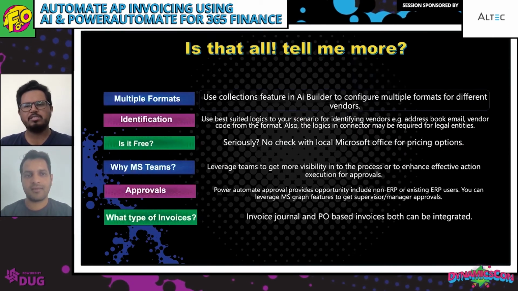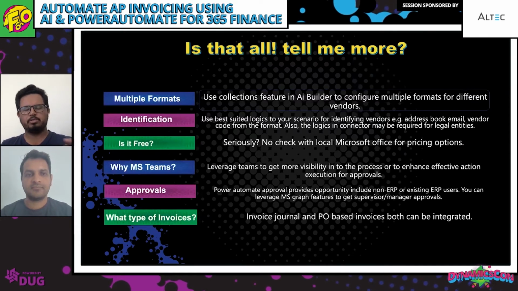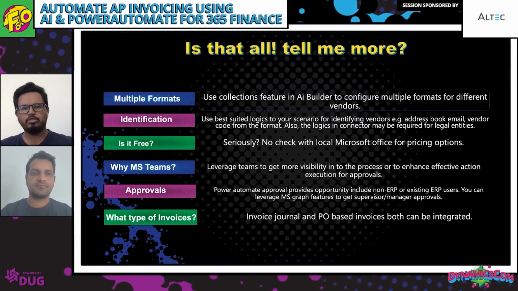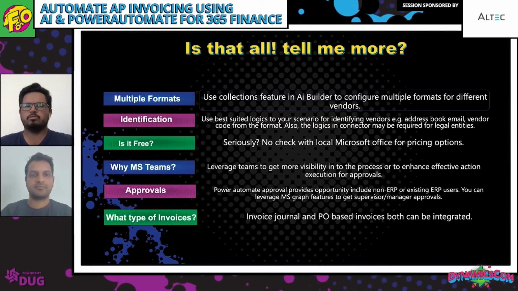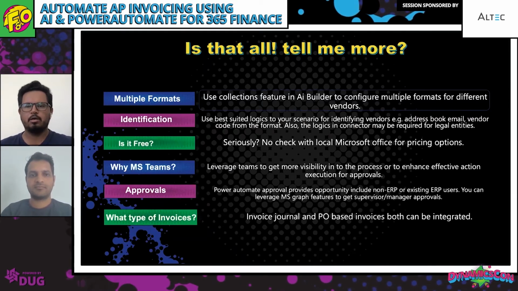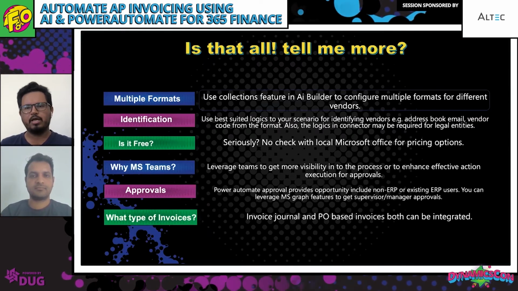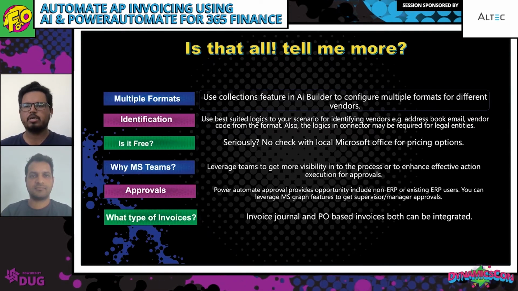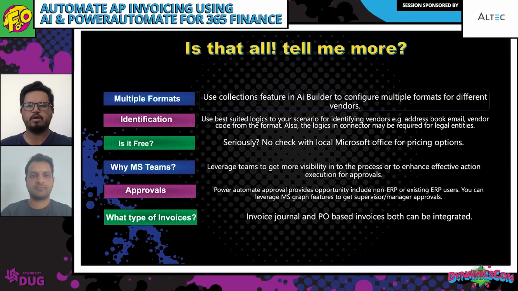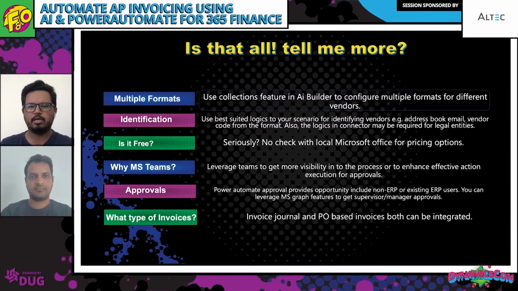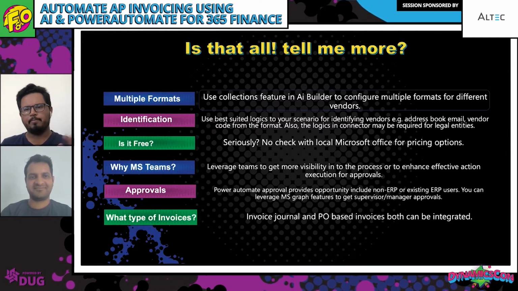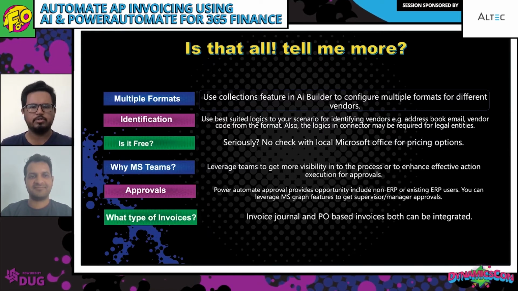So these are some of the points which we just want to quickly catch up on. If you have multiple formats for different vendors, as we know in the practical world, all vendors don't have similar formats. So you can use the collection feature, which we explained at the time of showing the AI model, to consolidate your different formats into different collections and then use that.